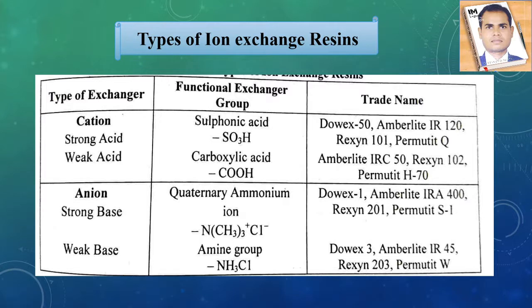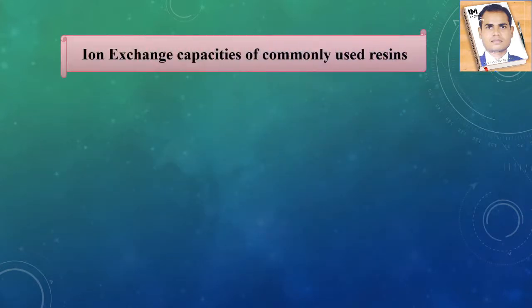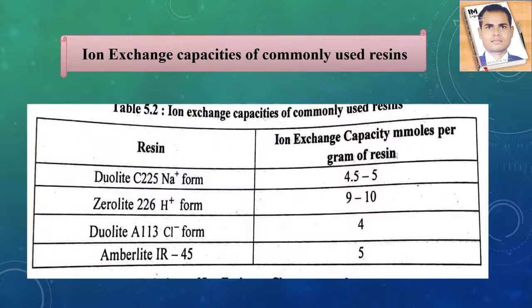So these are the types of ion exchange reagents. Now we have to see the ion exchange capacity of commonly used resins. Some commonly used resins are given here, used for ion exchange separations, and we have to see their capacity. Dowex C225 in H plus form has a capacity of 4.5 to 5. This is the ion exchange capacity in moles per gram of resin.